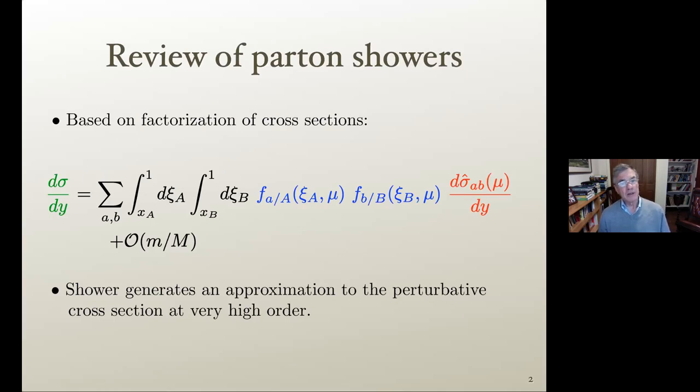So let me just briefly review what parton showers do. Here's a cross-section you'd like to see, a jet cross-section, let us say. And the way you get that is you convolve parton distributions with a hard scattering cross-section. So the idea of a parton shower is it's an approximate calculation of this hard scattering cross-section at a very high order, but completely approximately, just based on the singularities of QCD.